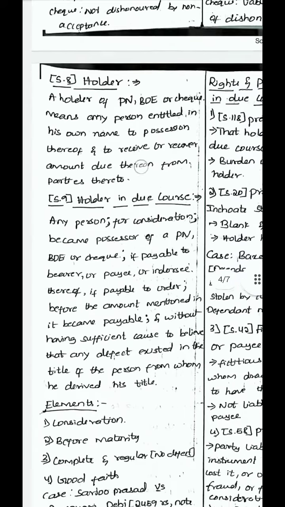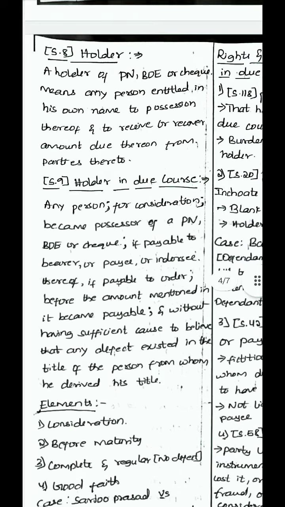The next important concept is holder. Section 8 of the Negotiable Instruments Act speaks about holder. So the one who is holding the instrument is a holder in simple terms. A holder of a promissory note, bill of exchange or check means any person entitled in his own name to possession thereof and to receive or recover the amount due thereon from the parties thereto. So he is the holder of the instrument in his own name and he is entitled to take the money due from that instrument.